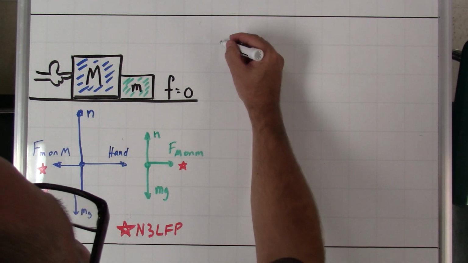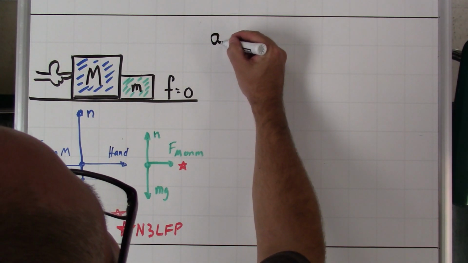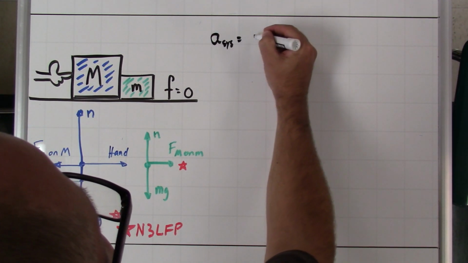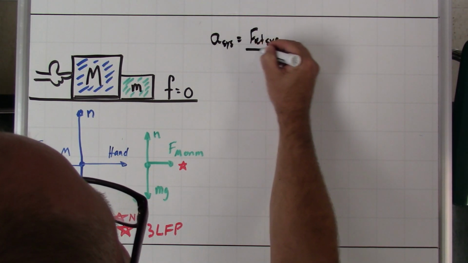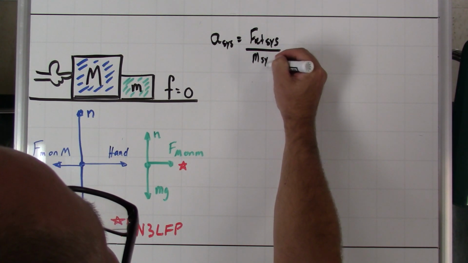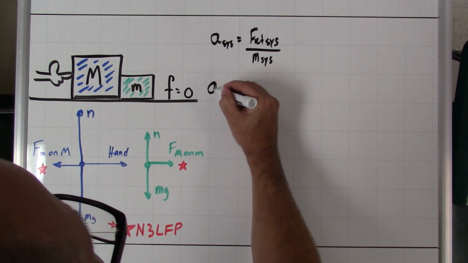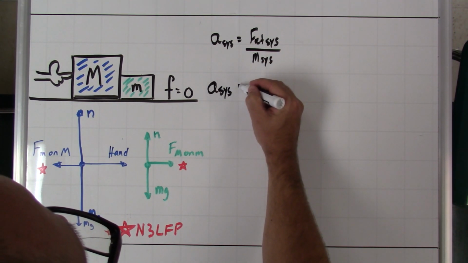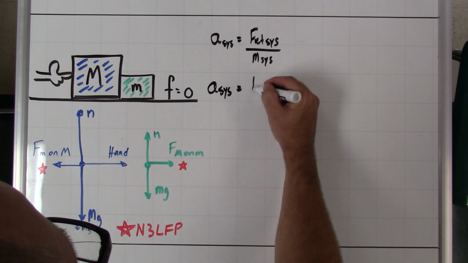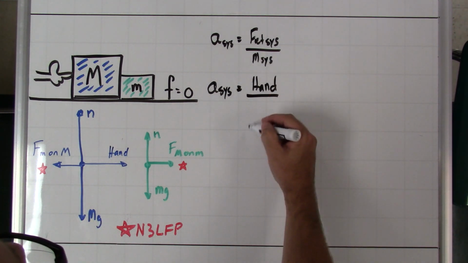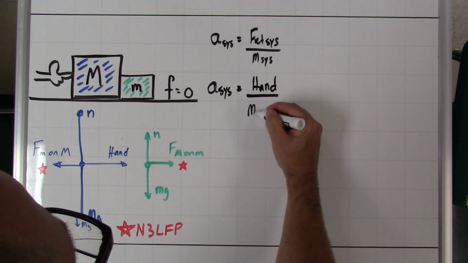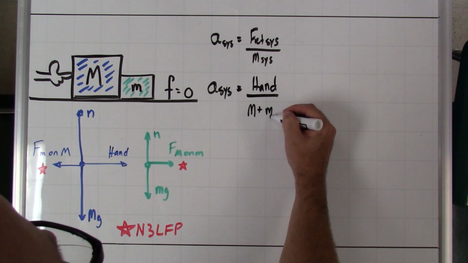So if I start with a Newton's second law statement that the acceleration of the system is equal to the net force on the system divided by the mass of the system, we can write an expression for the net force in the system as just the force by the hand. And then the mass of the system would be the combined masses, big M plus little m.